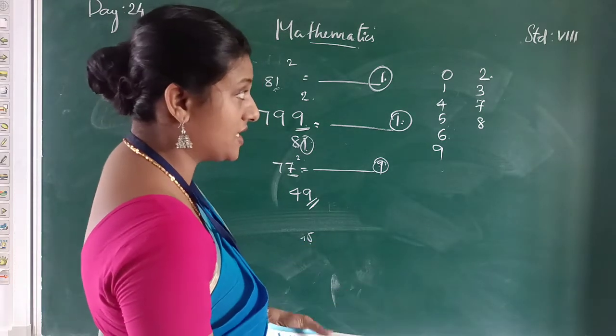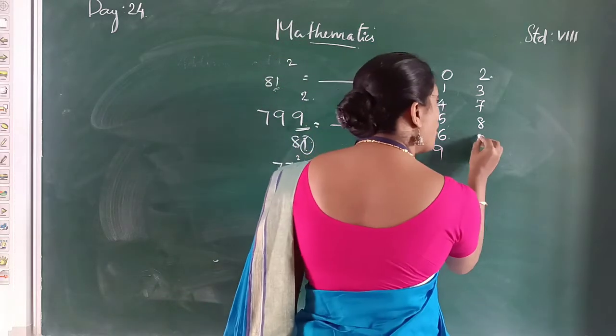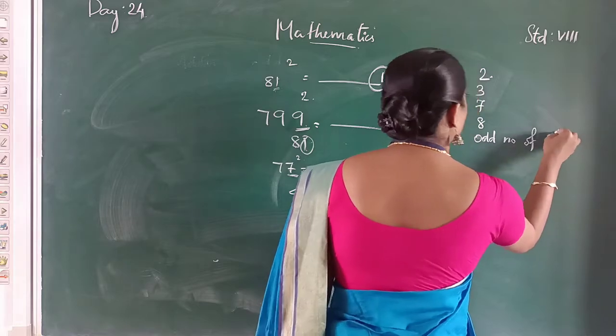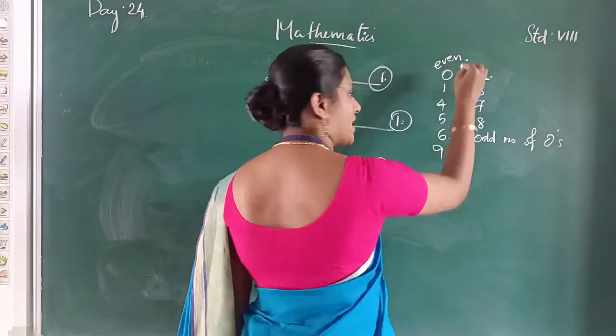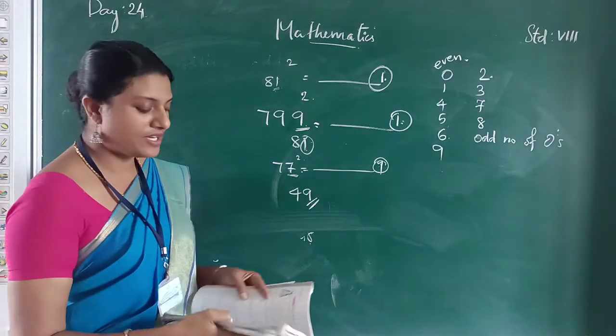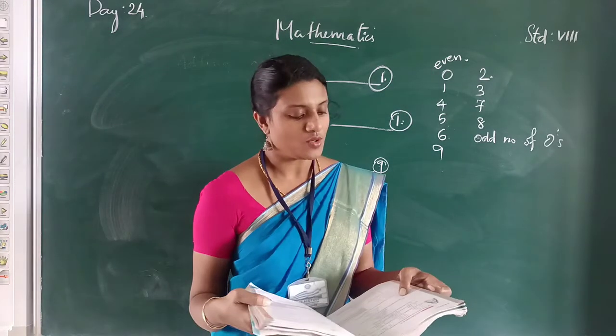Again, one more thing is there. The number of zeros should be even. If there is an odd number of zeros, that is also not a perfect square. Hope you all understood.